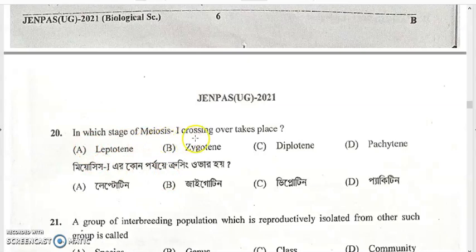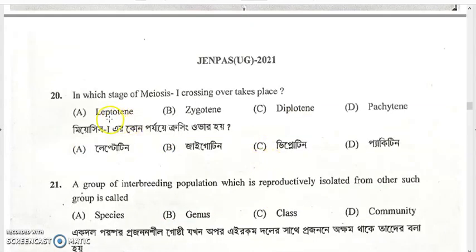In which stage of meiosis 1 does crossing over take place? Options: leptotene, zygotene, diplotene, and pachytene. We know that during the leptotene stage the bouquet stage forms, in zygotene the synaptonemal complex forms and synapsis occurs, and in the pachytene stage crossing over takes place. In the diplotene stage chiasma formation occurs. Chiasma is the result of crossing over, and we get the X-shaped structure in the diplotene stage. So the answer will be option D, the pachytene stage.